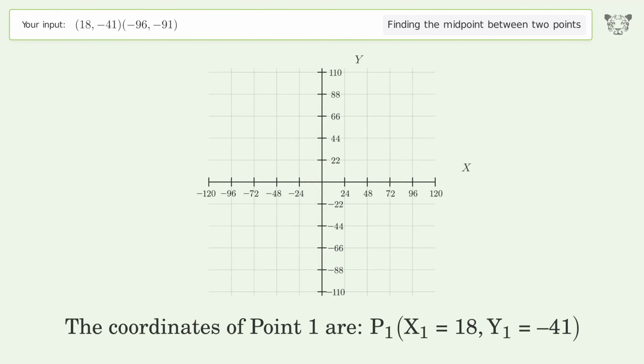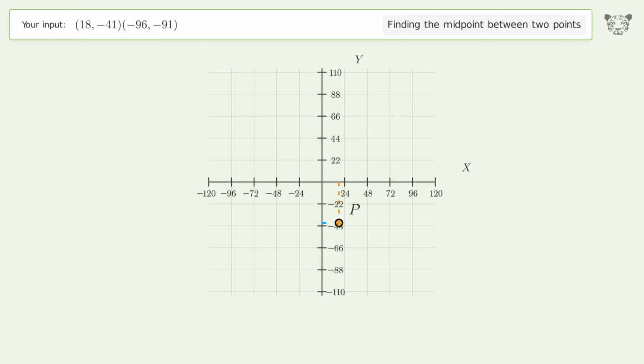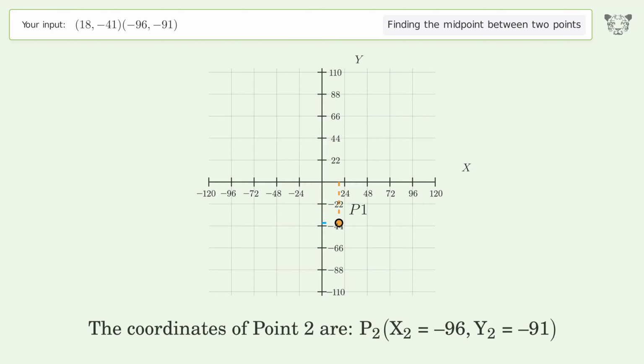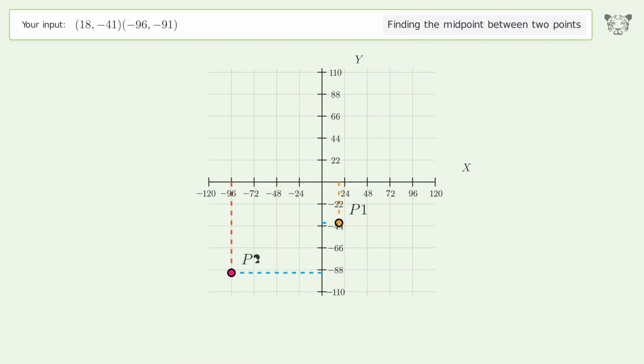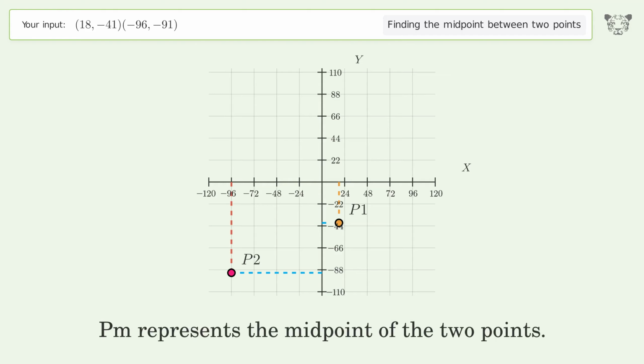The coordinates of point 1 are x1 equals 18, y1 equals -41. The coordinates of point 2 are x2 equals -96, y2 equals -91. PM represents the midpoint of the 2 points.